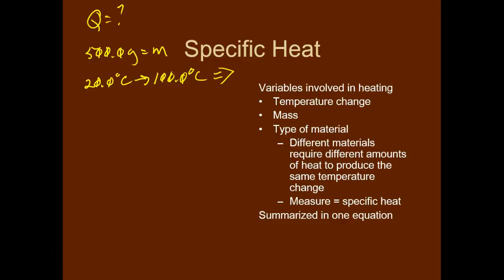Delta means difference. It's a difference between these two. So your delta T, this means that delta T is equal to 80.0 degrees Celsius. Okay?